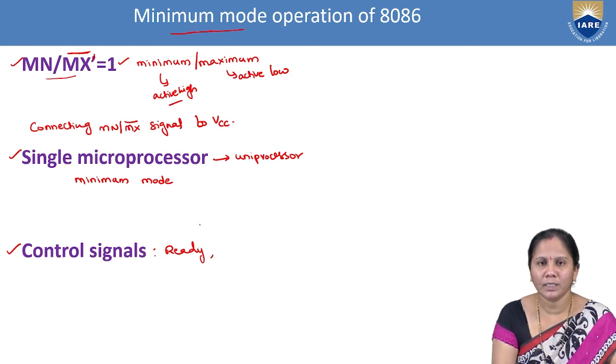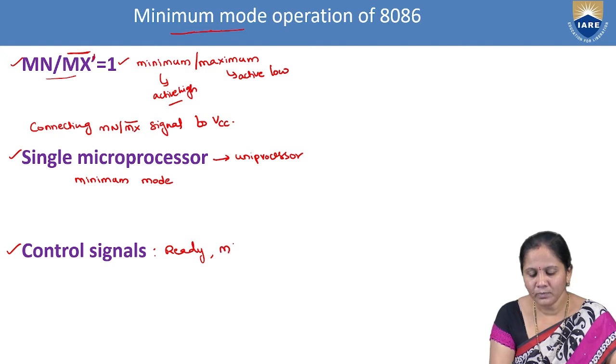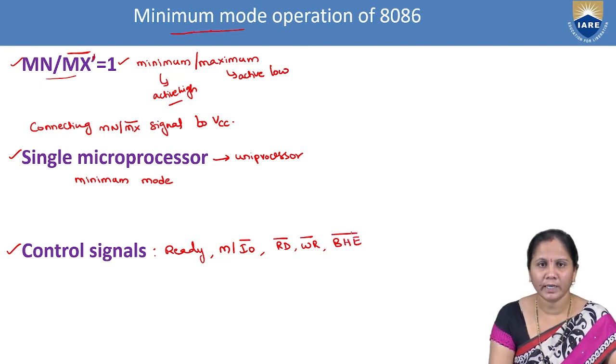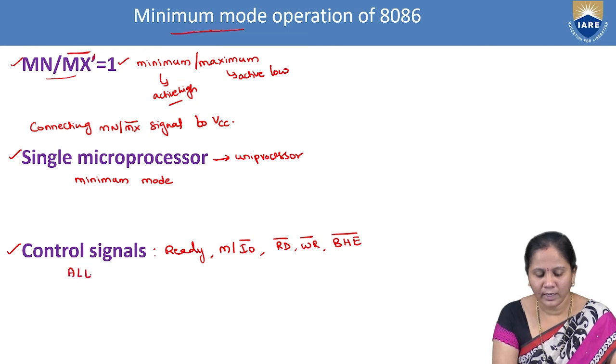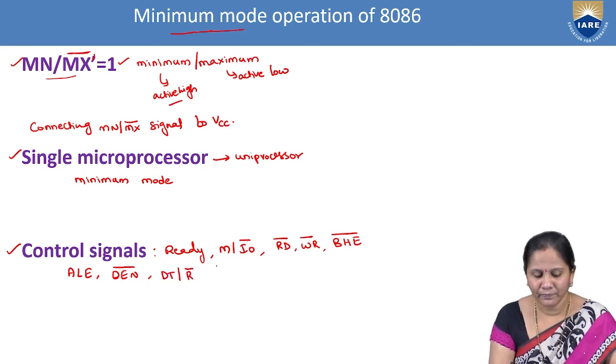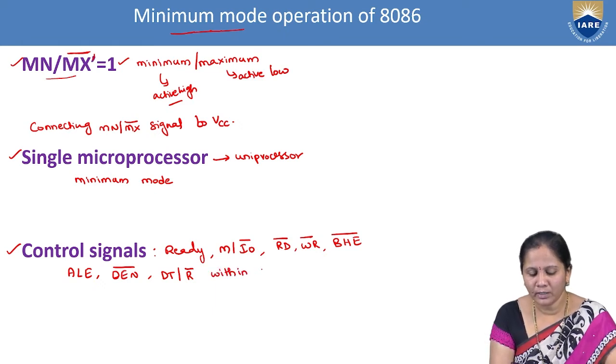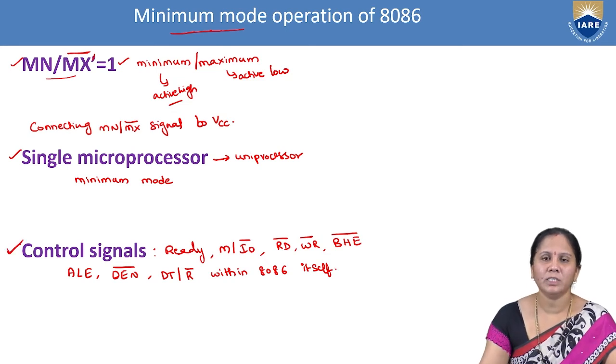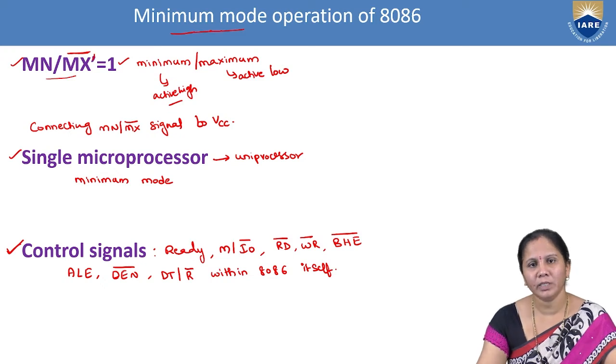The control signals like READY is one of the control signals. We have seen the function of all these signals while discussing the pin configuration of the 8086 microprocessor. Another control signal is M/IO bar, which represents memory and IO operation. Another is RD bar, read. Next, we also have write. Next one is BHE, that is bus high enable. And the control signals like ALE, address latch enable, DEN, data enable, and DT/R bar, data transmit and receive. All these control signals will be within the 8086 itself. That is the main difference in how the 8086 microprocessor handles the control signals.